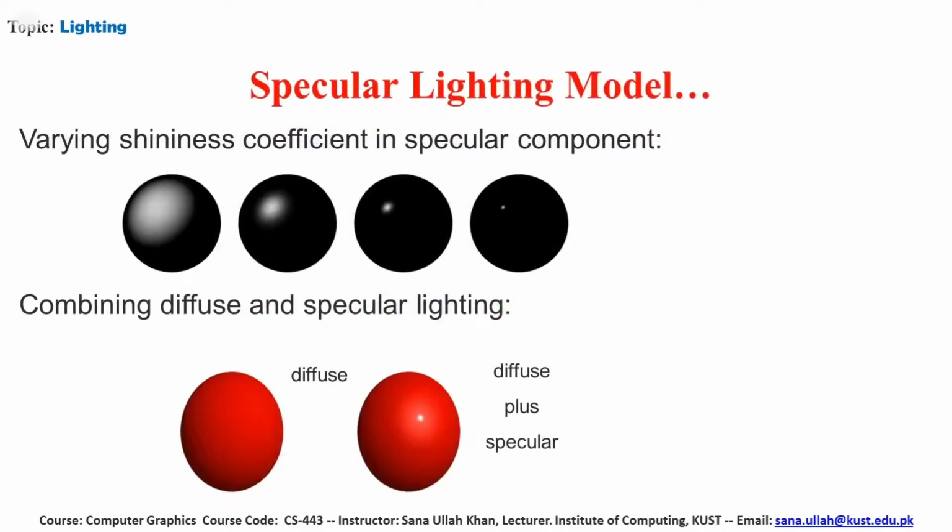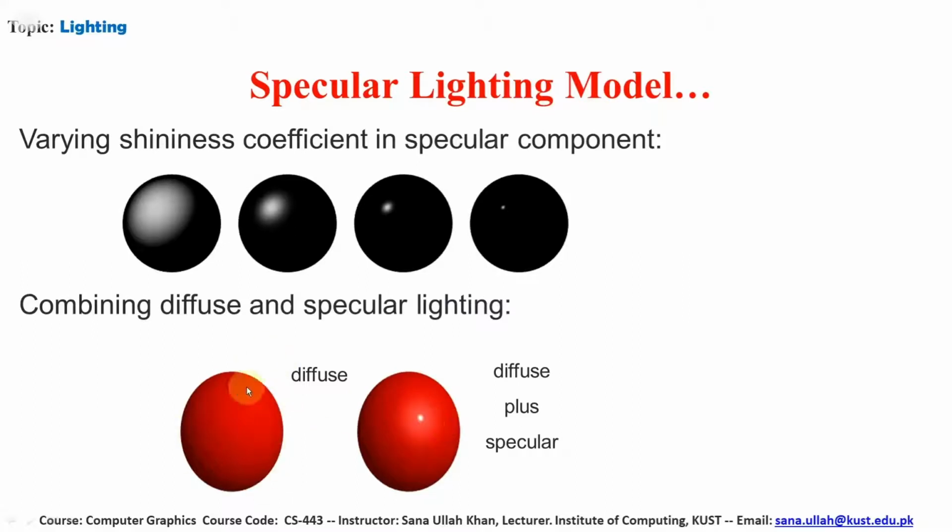So, varying the shininess coefficient in the specular component, various types of shininess coefficient. If it is large, then the result is more visible, and if it is too low, then the result is less visible. So if we combine the ambient, diffuse, and specular light, then the result looks like this.